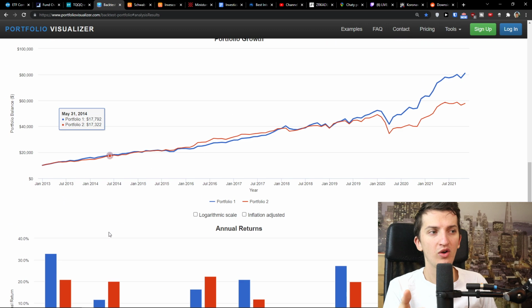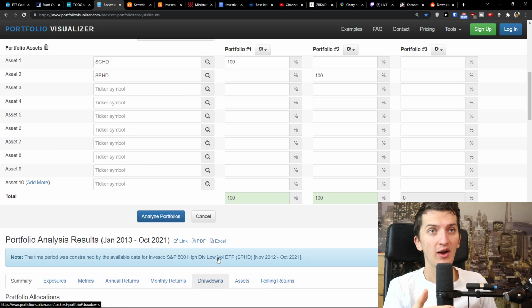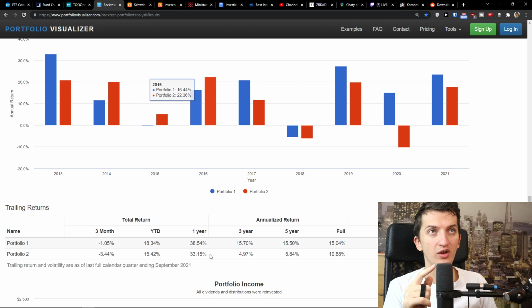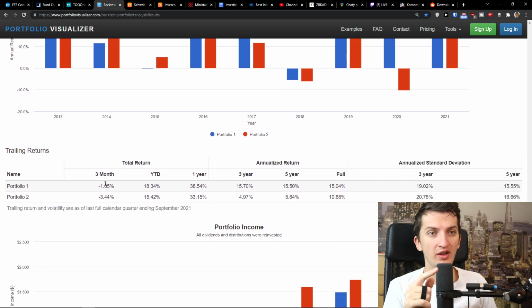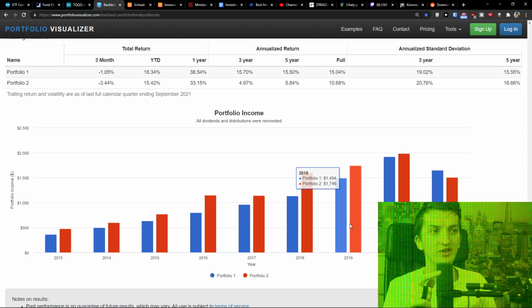Now, when you look at how well each was performing, you can clearly see that 2013 was SCHD, 2014 SPHD, then SCHD, then SCHD huge, and SCHD again. Now, when you look not only at this but at the dividends, yes, you could say we got a high dividend, but look at the numbers.